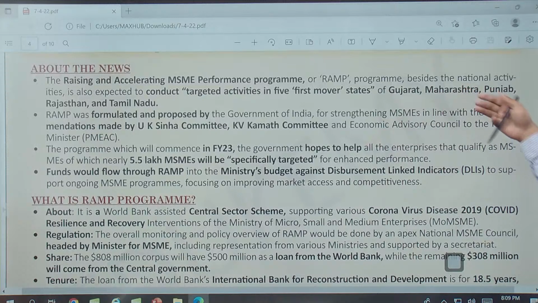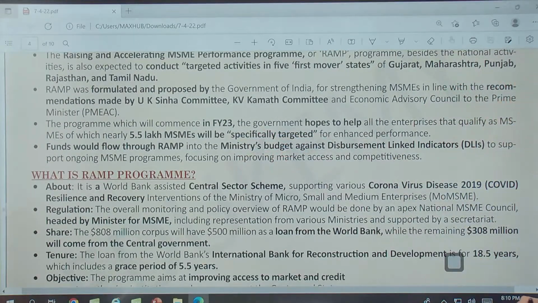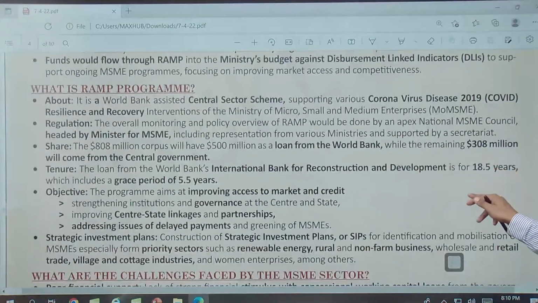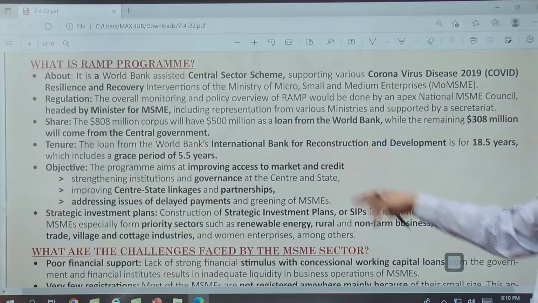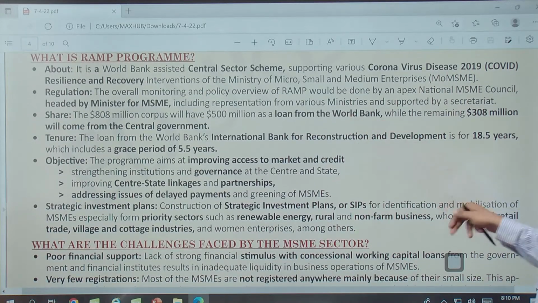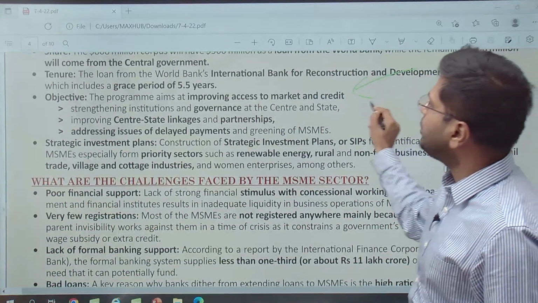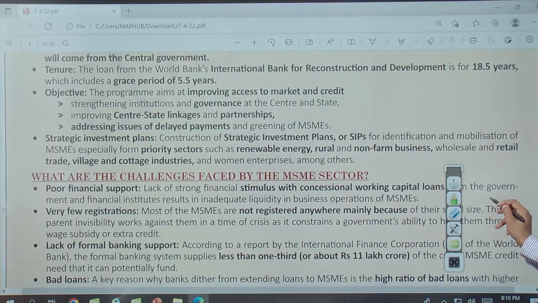It has been recommended that we must have a program like this, the Raising and Accelerating MSME Performance program, and the program which will commence in financial year 2022-23 hopes to help MSMEs, specifically targeted by the ministry's budget, indicated to these 5-6 states that we started with. Developed states, Gujarat, Tamil Nadu, Maharashtra, all these states. All right, 808 million corpus will have 500 million from World Bank and 300 million from central government. Okay, so what are they trying to do? Market access, credit access to people, center-state linkages in schemes, addressing the issues of delayed payments to MSMEs. All right, no delays.